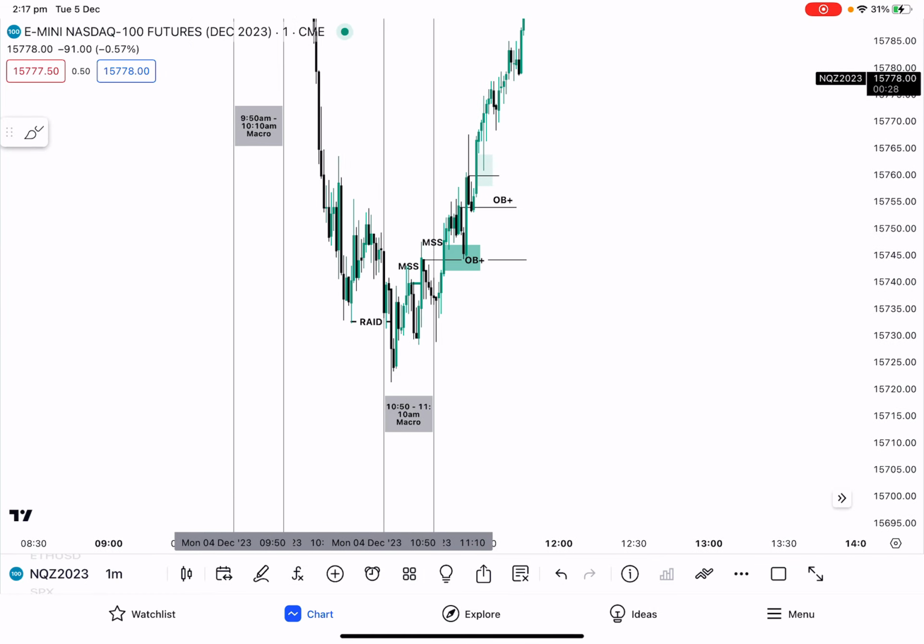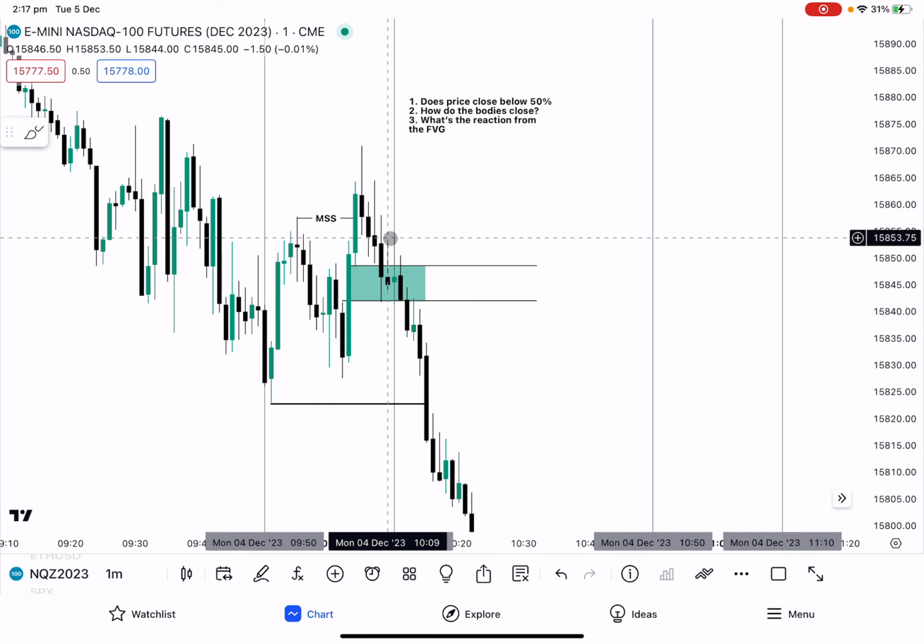But I thought I'd go through that because losses are a part of the game, and this fits all the criteria that I'd need to enter a trade, right? And that's completely fine. You take a loss here. Let's say you risked 1%, minus 1%.